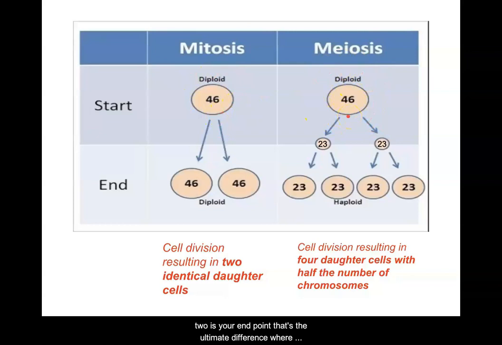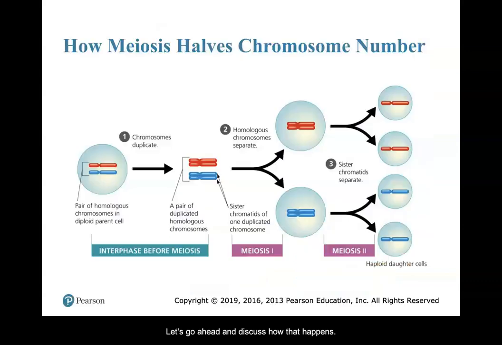That's the ultimate difference, where in mitosis, we end up getting two genetically identical daughter cells. There's that diploid 46 number again. Meiosis actually occurs in two parts. There's part 1 and part 2, and ultimately at the end of meiosis, we get 4 non-identical daughter cells. They're going to be different, and they're going to be haploid. You've halved the genetic material. Let's go ahead and discuss how that happens.